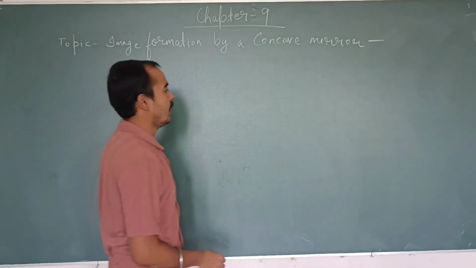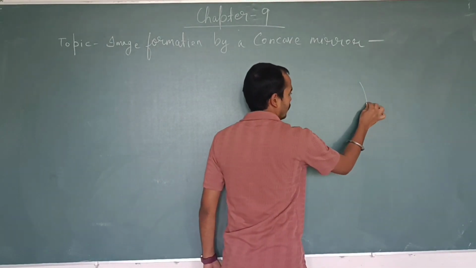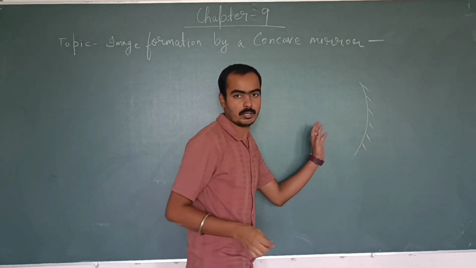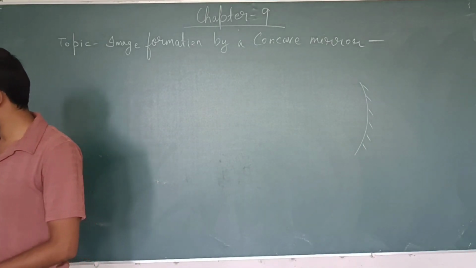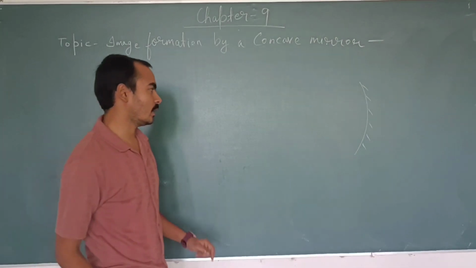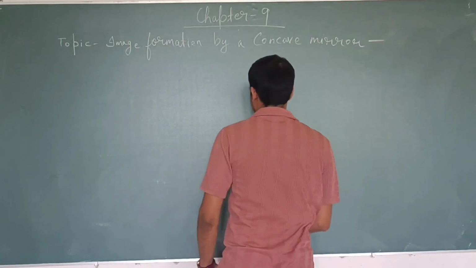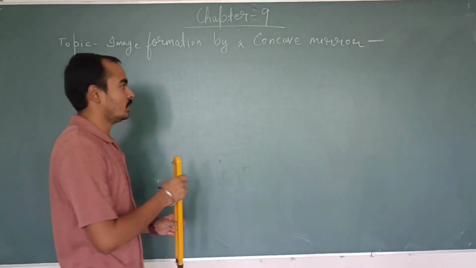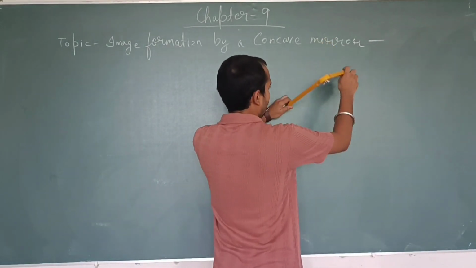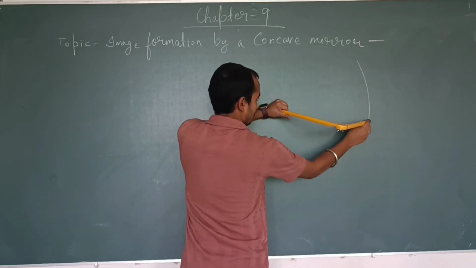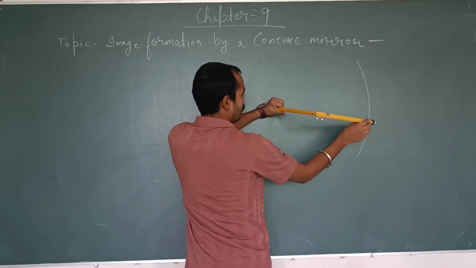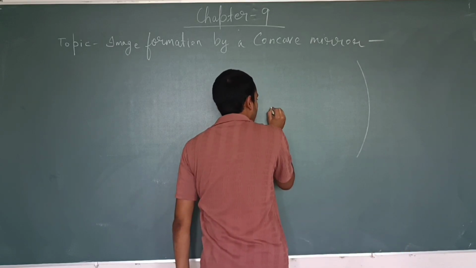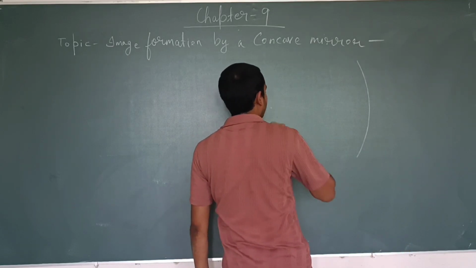Now we have seen that a concave mirror looks like this. But for a proper diagram, we will use the compass that you will have. Okay, we'll use it. This is our concave mirror, and here I have kept it. So this is our center.